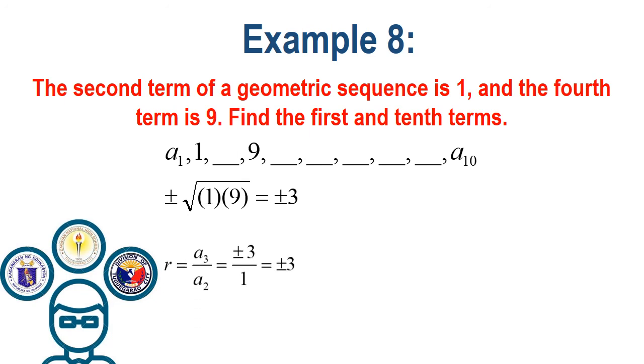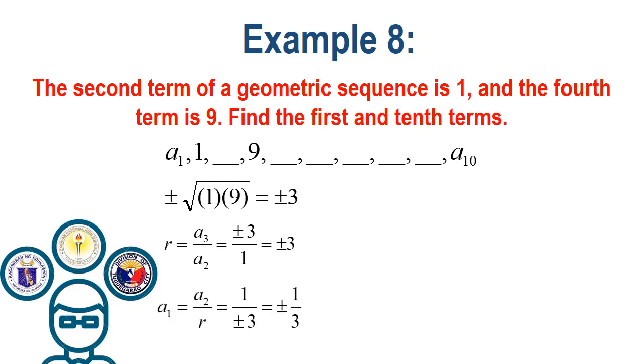The common ratio r is taken by dividing the third term all over the second term, or that gives me positive negative 3 all over 1, which is also equal to positive negative 3. Therefore, a sub 1 is taken by dividing the second term by the common ratio, which gives us 1 all over positive negative 3, which is equal to positive negative 1/3.